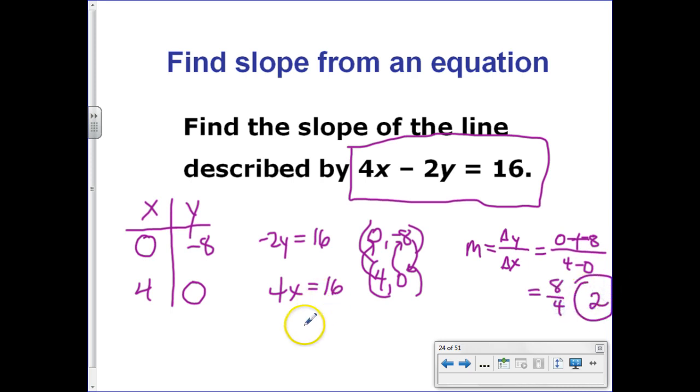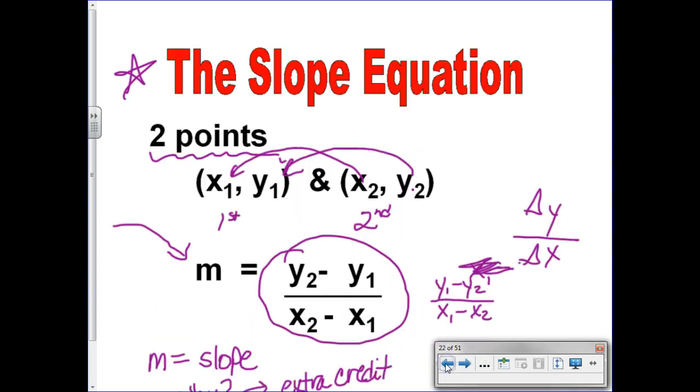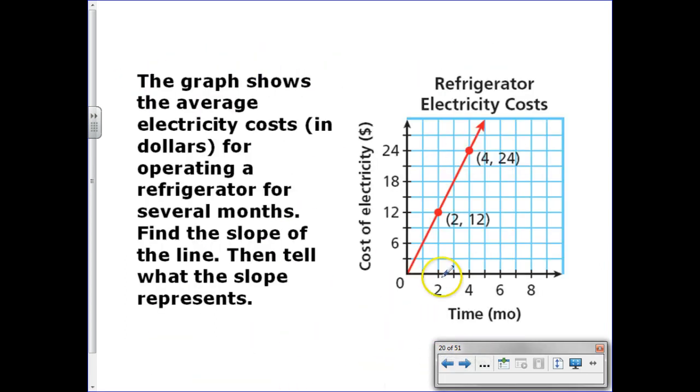Done. Okay, so you can find the slope by looking at a graph. You can find the slope if I give you 2 points. You can find the slope if I give you a linear equation, and you can find 2 points on that line, and then go ahead and find the slope. Now, I want to go back to just put your pencils down and look at this one. Here's a graph that's showing an average of electricity costs in dollars for operating a refrigerator over a period of time for some months. Find the slope of the line.